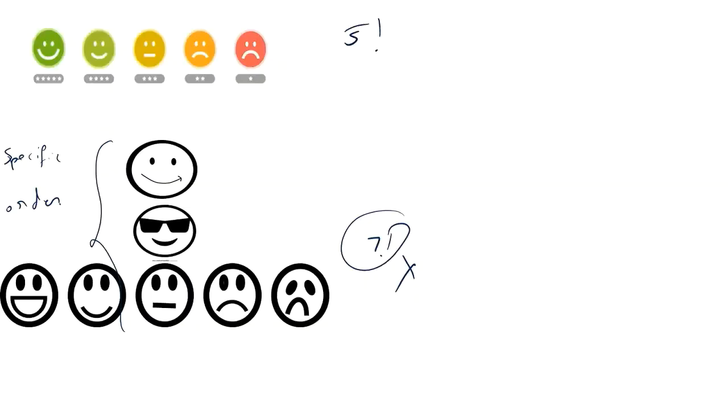Now you can answer this question. Now you have these 7 smileys and a specific order is imposed on these 3 smileys. Therefore the total number of ways in which you can shoot these 7 smileys is going to be 7 factorial upon 3 factorial. This is your answer. I hope the specific order is clear for you.